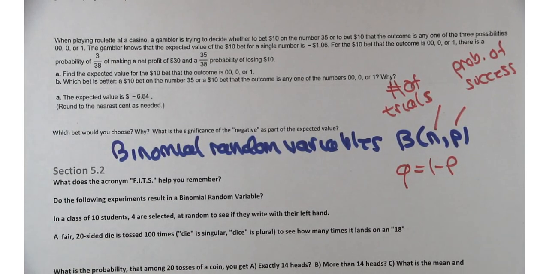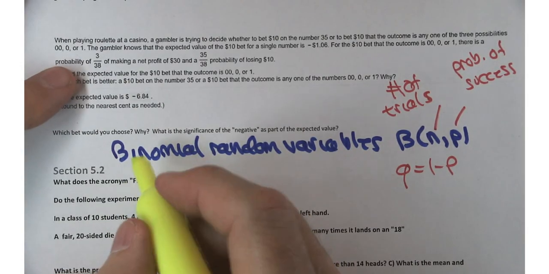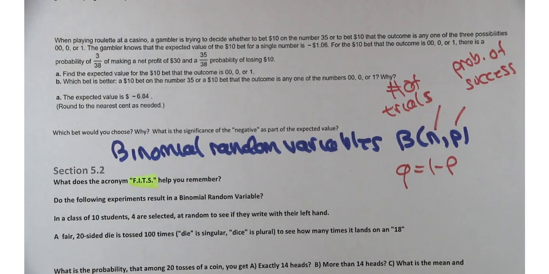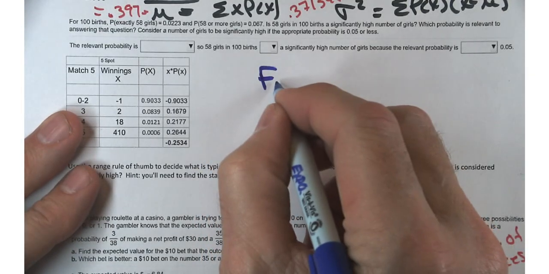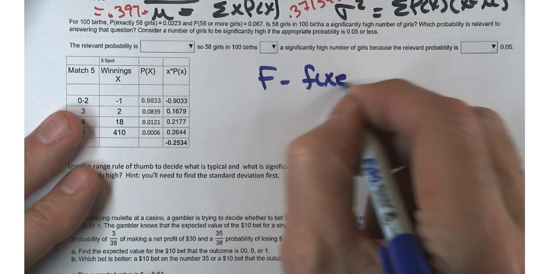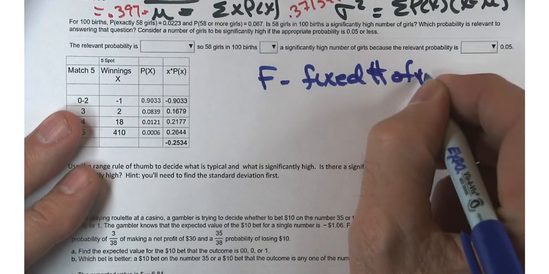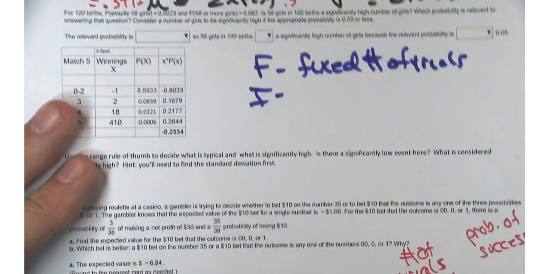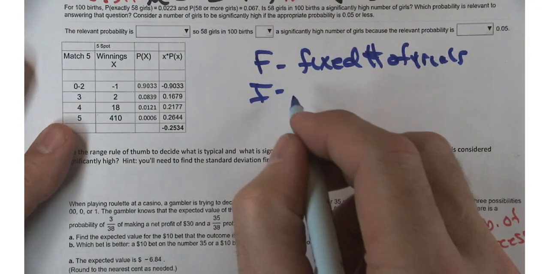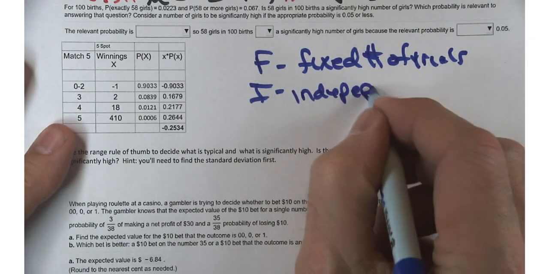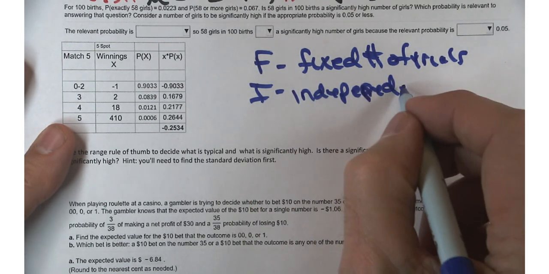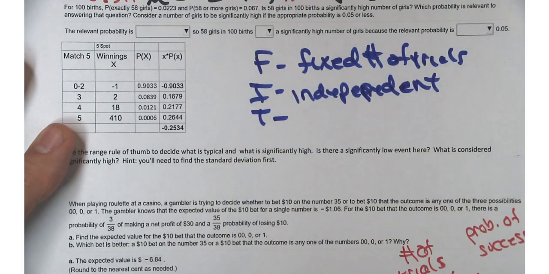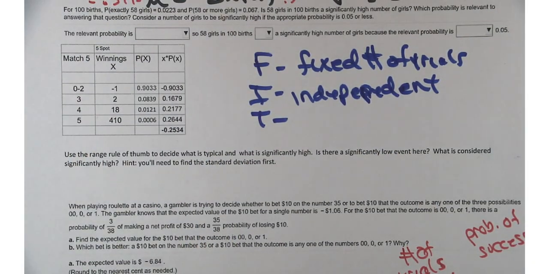Now, in order to have a binomial random variable, it has to pass the FITS test. F stands for fixed number of trials. So let me do that up here. F is fixed number of trials. What's the I part for? Independent. T, two outcomes.